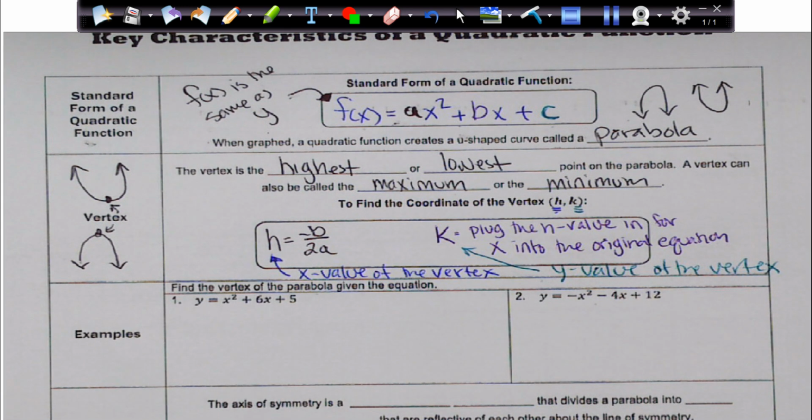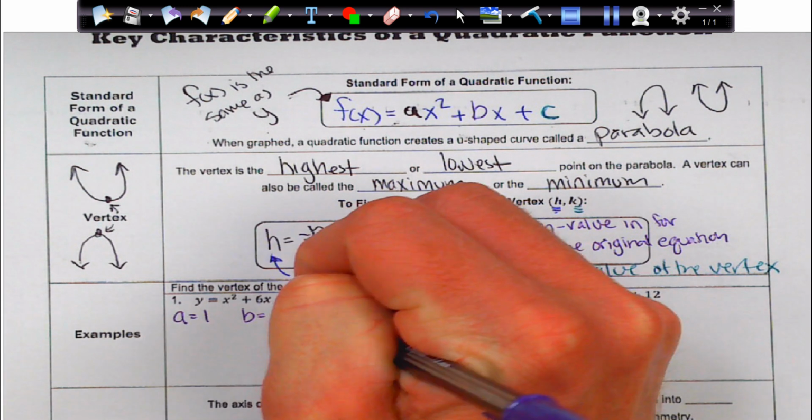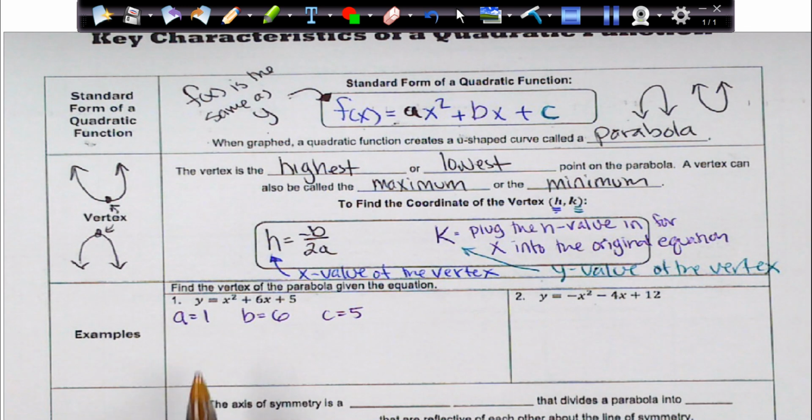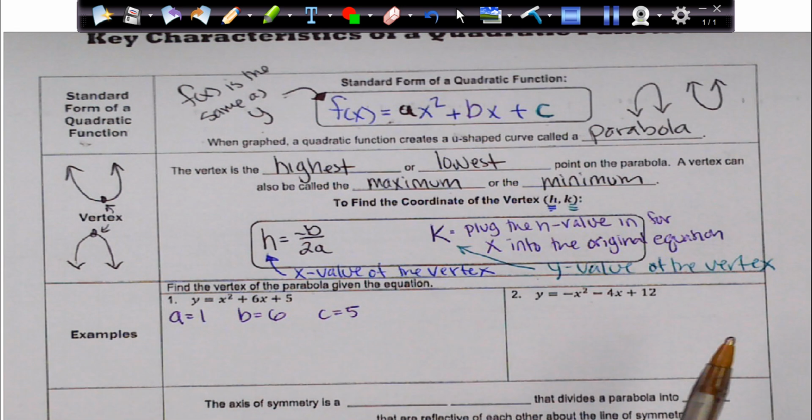And let's go ahead and start. So I like to first identify my 3 values. So a is 1, b is 6, and c is 5. Again, that's the value in front of x squared, in front of x, and then by itself. Okay?